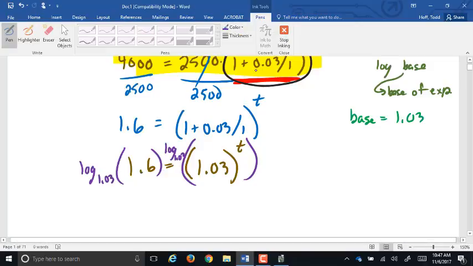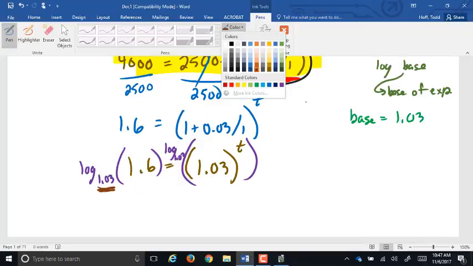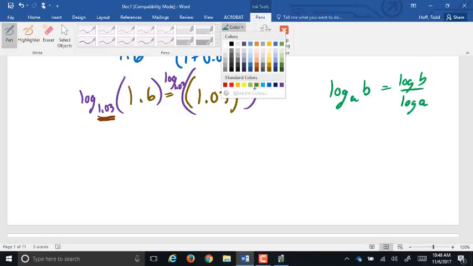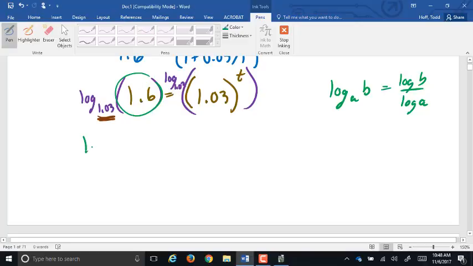Now remember, our calculator only does log base 10. So if we have a base here that is different than 10, does anybody remember the formula we used for adjusting the base? No? Okay. So it's the log base a of b is log of b divided by log of a. So it's log of this number here divided by log of the base of our logarithm, 1.03.